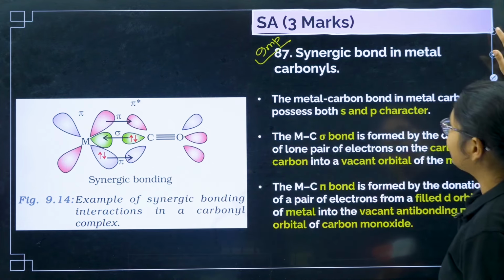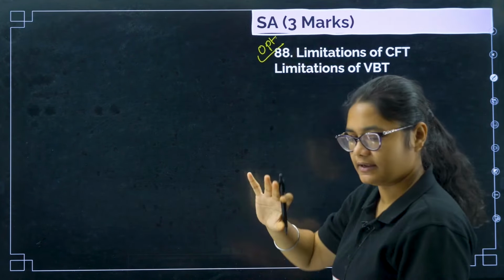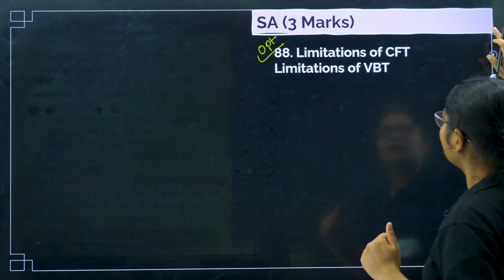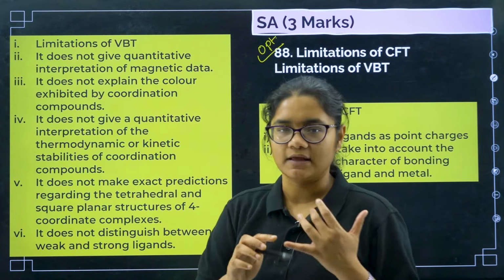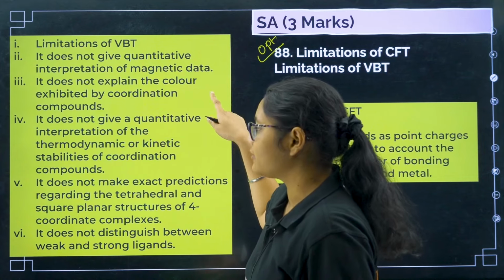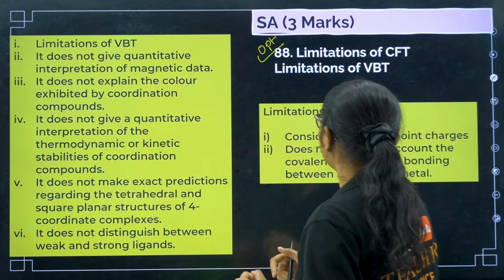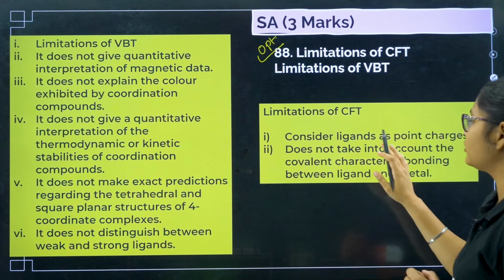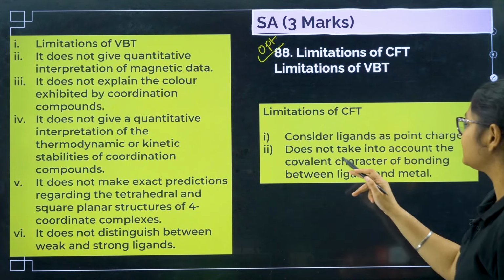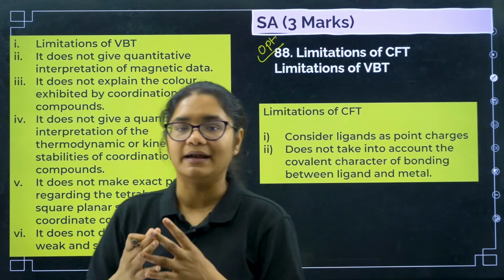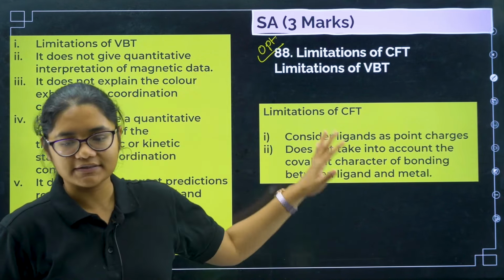Next, we have limitations of CFT and VBT. I think this question can be optional. Not many years has it been asked, but some years it has. So just remember two limitations of both. The limitations of VBT are, for example, that it does not tell anything about magnetic data, the color of the compounds, or the stability of the compounds. You can write any three points here. Next, limitations of CFT. It considers ligands as point charges, that is one limitation, and does not take into account the covalent nature of the metal-ligand bond. It considers them only as ionic, whereas their covalent nature is also there. So these are the two limitations.